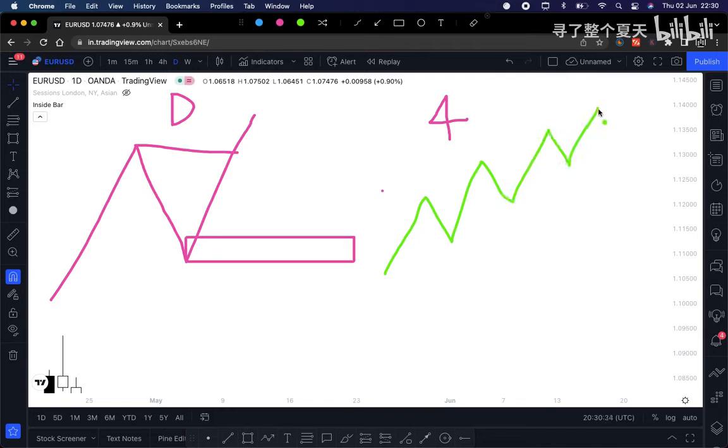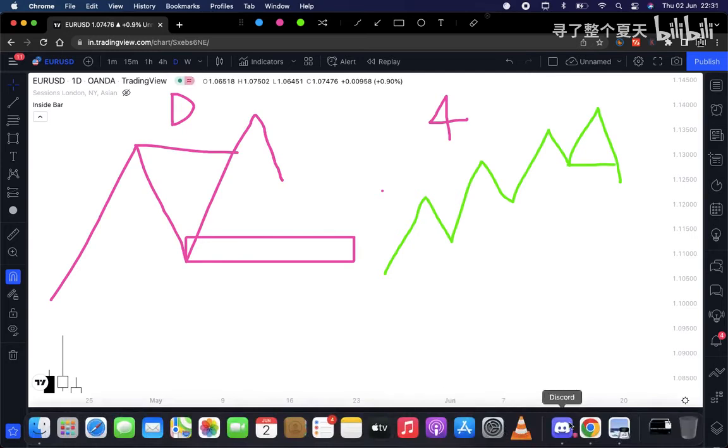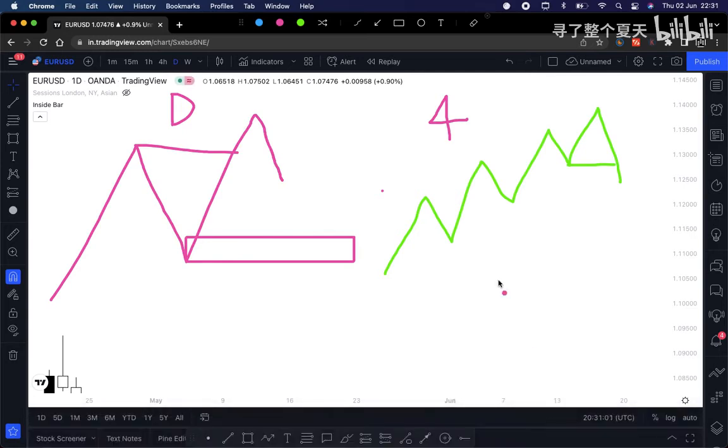Now, once we get that shift, it means that the pullback will be initiated on the daily time frame, right? Again, let me just see if you guys can use some bit of logic. How can we spot that the daily time frame pullback is now coming to an end? A shift or break of structure on the 4-hour.